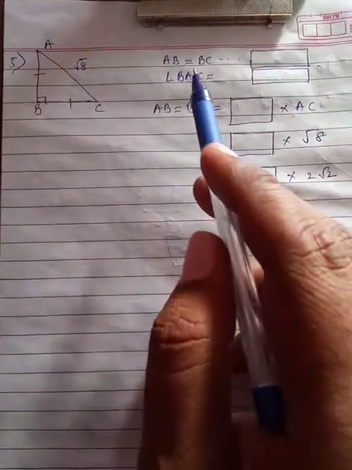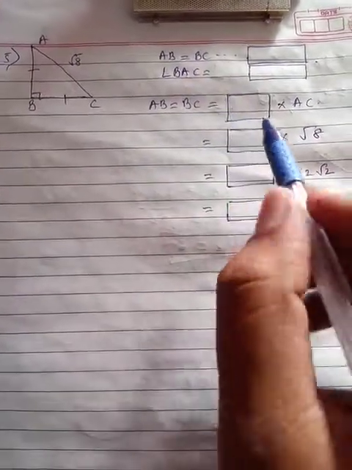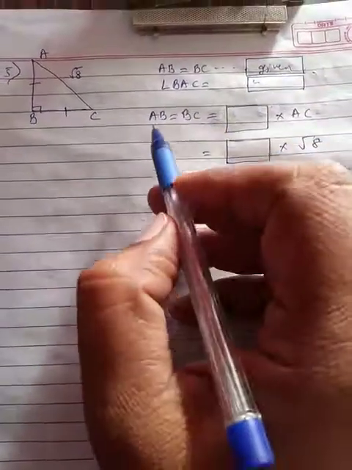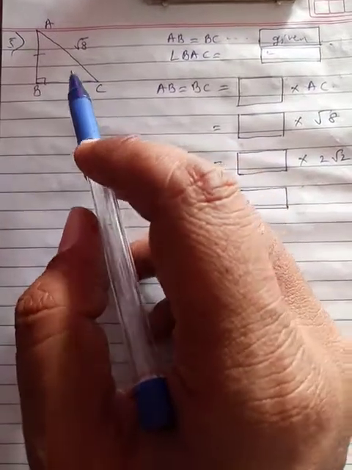So from the figure we observe that AB is equal to BC. This we can write in the very first box. It is given. Now they are asking what is the measure of angle BAC. If you recall, when two sides are equal in a right angle triangle, the measure of both the angles is 45 degrees. So angle BAC is equal to 45 degrees. So we will get 45 degrees.